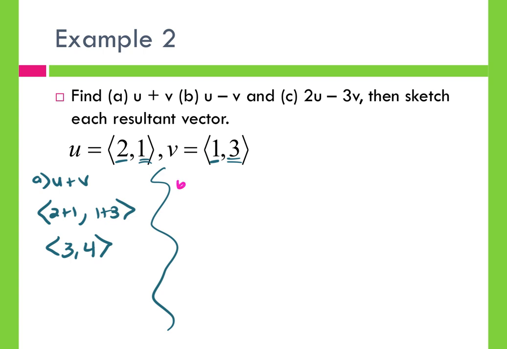B says subtract them. u minus v. Obviously, order is important here because it's subtraction. So I do u minus v. I would do 2 minus 1 and 1 minus 3. And I get 1, negative 2.